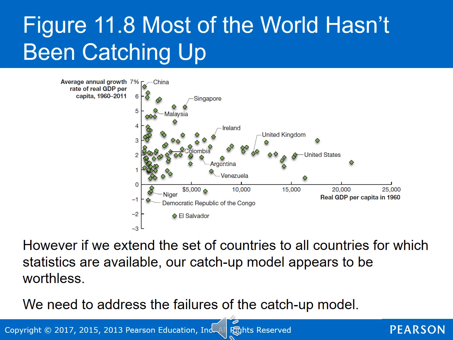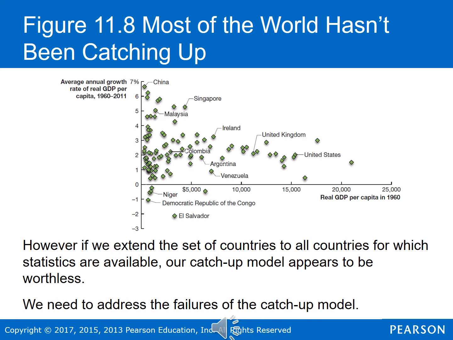But while we've had convergence big time among the high-income countries, we've not seen that across all the countries. In fact, most of the world hasn't been catching up. If we expand our analysis to every country for which we have statistics available, it becomes much more difficult to find this catch-up growth that's been predicted by Solow's growth model. If we look at the data for 111 countries between 1960 and 2014, we don't see this consistent relationship of real GDP per capita.